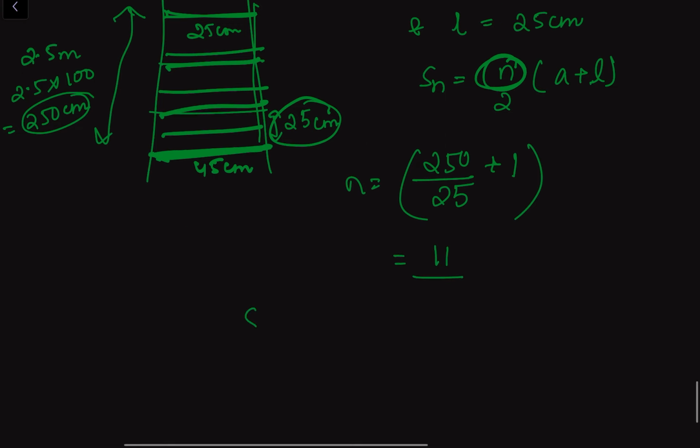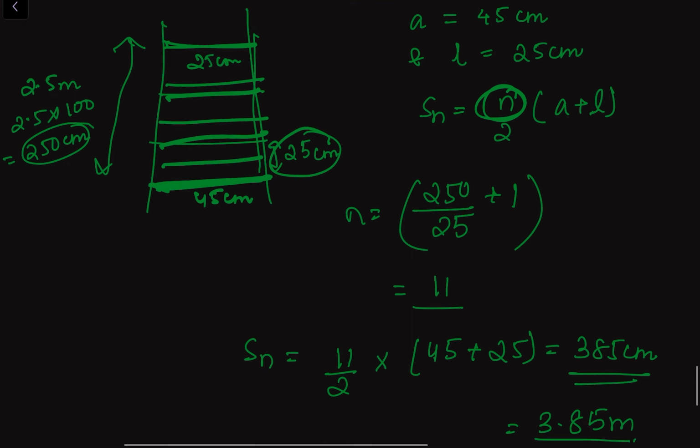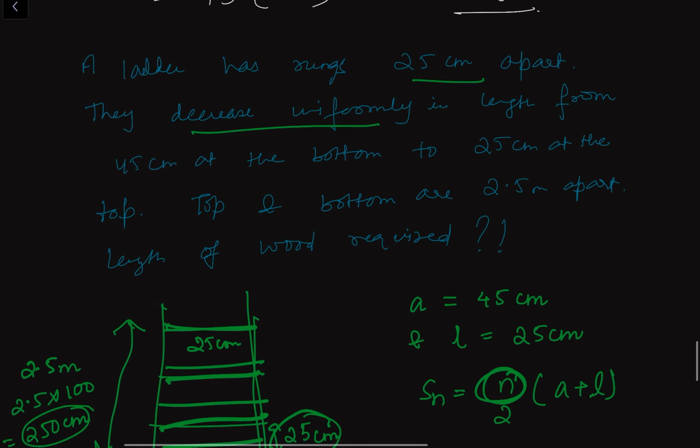Then you can simply calculate it. Sn is 11 by 2 into 45 plus 25, which is 385 centimeter. This is the length of wood required, which is obviously equal to 3.85 meters. So the only thing here was to visualize. The question was pretty easy.